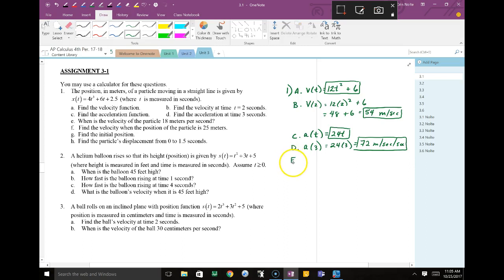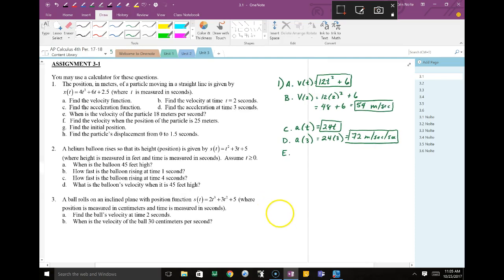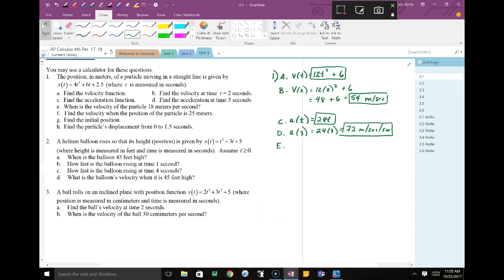Okay, E. When is the velocity of the particle 18 meters per second? Set it equal to 18, because the velocity is 18. So 18 equals 12t squared plus 6. Let's see, we can solve that. 12 equals 12t squared. So t is what?